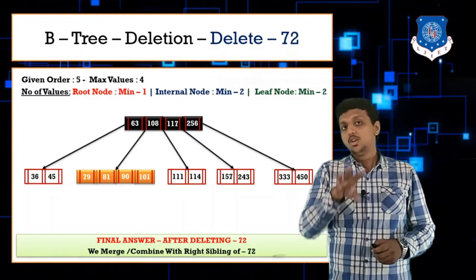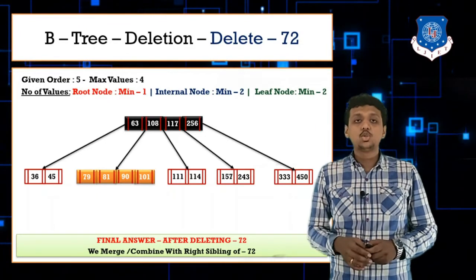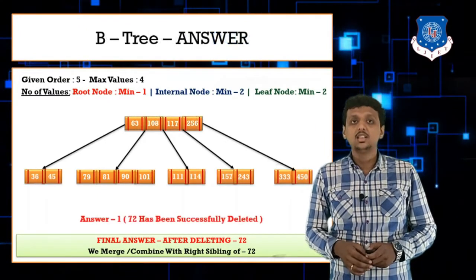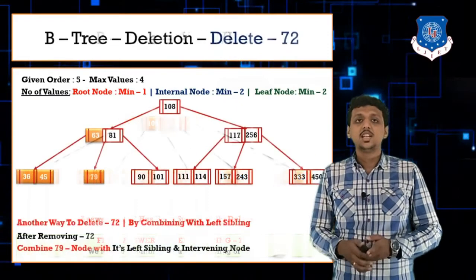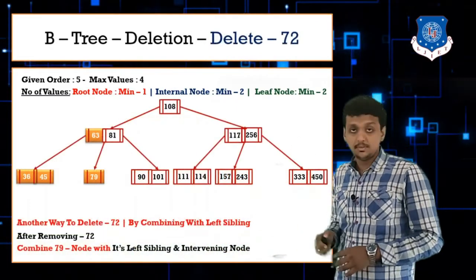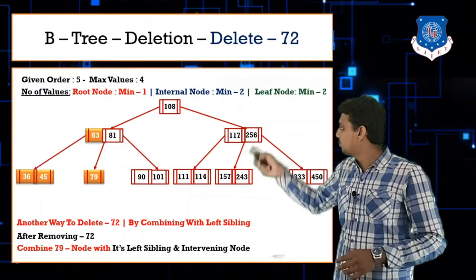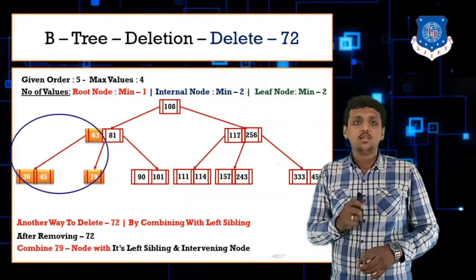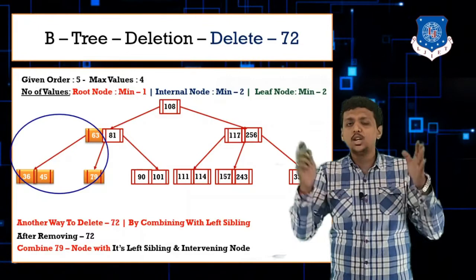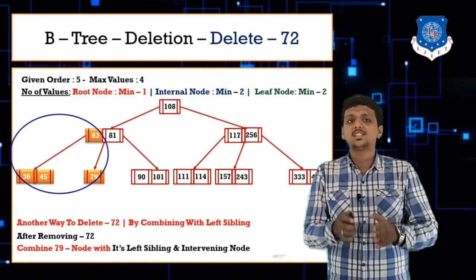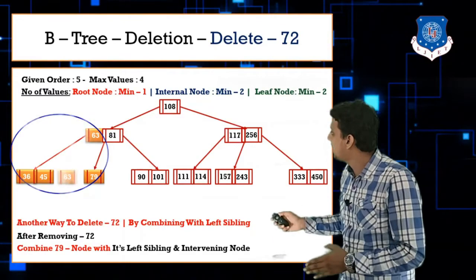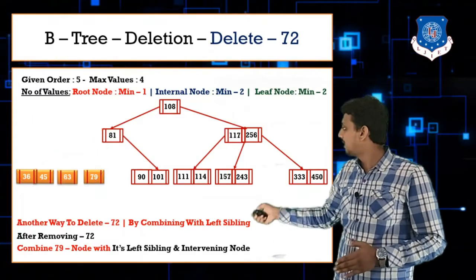Now some of you may choose left sibling. Then what to do? Let's see. I'm just again starting with the left sibling. Some of you may choose the values from the left sibling. Then what I need to do is, I just need to combine all 4 values together. That means 36, 45, 63 and 79 are combined together, and it goes like this.